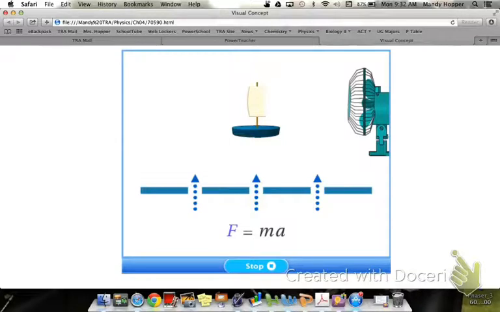Newton's second law shows the exact relationship between the net force on an object measured in newtons, its mass measured in kilograms, and its acceleration measured in meters per second squared.